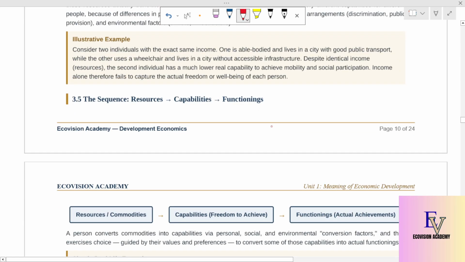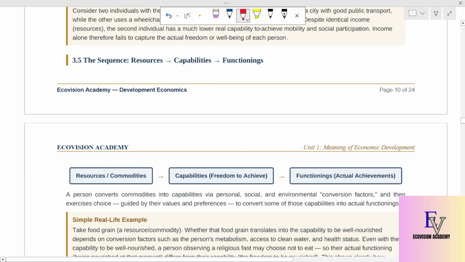Now, as I said, a person converts commodities into capabilities. The first thing is the resource or commodities. You can see a coal mine, an oil mine, a forest, a river, an ocean, each and everything. But when you convert these resources or commodities into capabilities, that is, the freedom to achieve, you may see all of them but not have the freedom to achieve them.